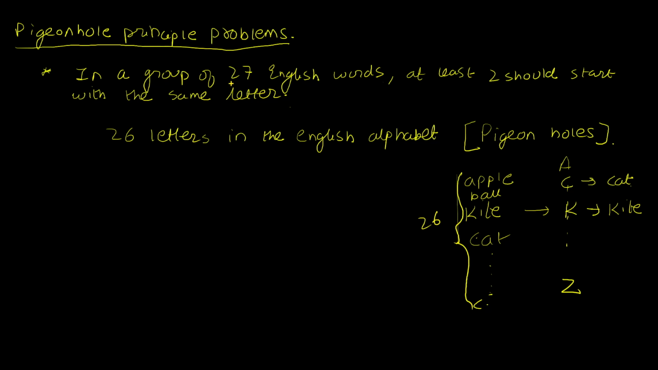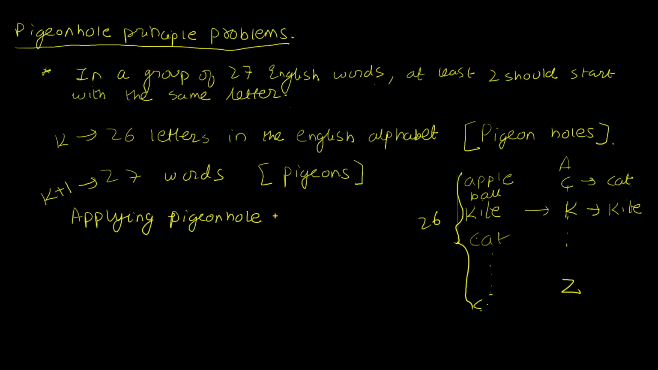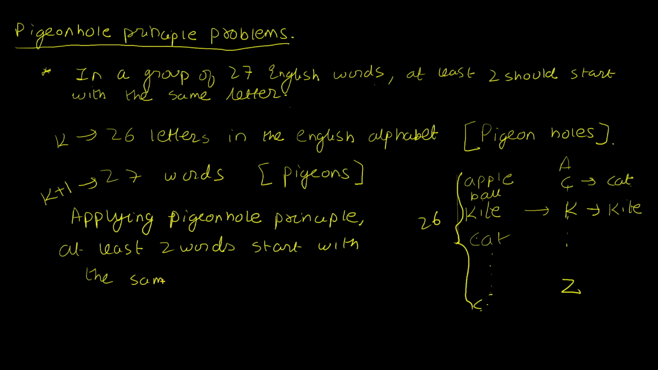But the moment you are asked to choose the 27th word, it has to repeat the letter from one of the 26 words. So we can continue. We have 27 words, and these are analogous to the pigeons. And we can see that the criteria for the pigeonhole principle has been satisfied. We have 26 letters and at least one more word than the number of letters. So if the number of letters is k, the number of words is at least k plus 1. Then we can apply the pigeonhole principle. I can say that at least 2 of these words fall under the same letter.